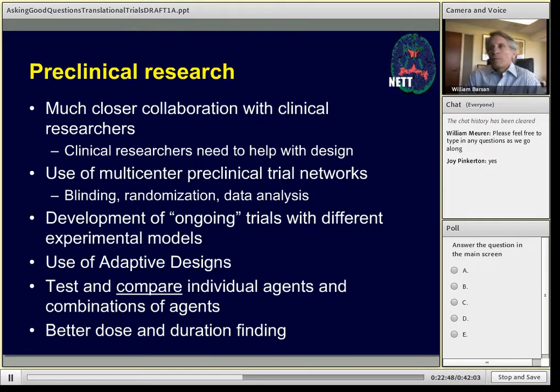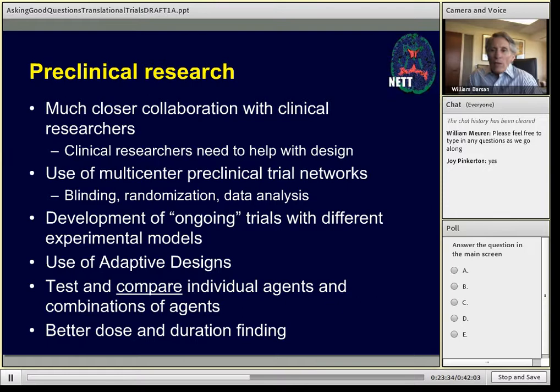So what's the future? I really think we need to redesign the way we do preclinical research, phase 2 and phase 3. In preclinical research, we need a lot closer collaboration with clinical investigators, and clinical researchers need to help with the design. There's been a lot of traction recently on using multi-center preclinical trial networks. This is something that is being started in Europe, and the NINDS has been interested in this as well, in using blinding, randomization and using modern methods of data analysis, very similar to what you would do in a clinical trial. And then development of ongoing trials with different experimental models. So in other words, you can have models that keep testing different agents as they come up.